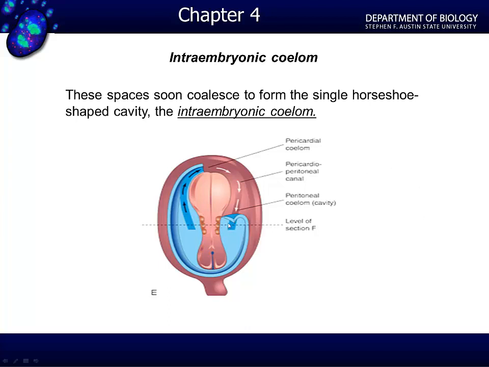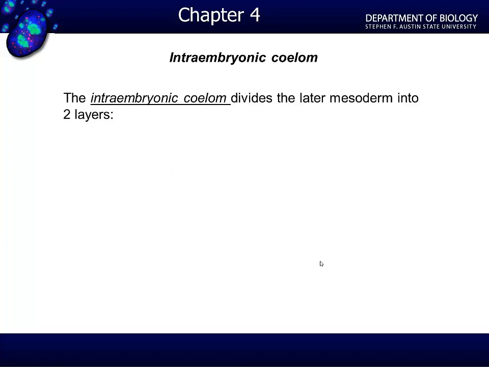And in this case, we pull back the ectoderm. At this point, we're looking at the mesoderm underneath. What we're forming is this horseshoe-shaped cavity. And this is going to be our intraembryonic coelom, that through the folding of the embryo, this is going to give rise to our pericardial cavity, our pleural cavity, and our abdominal cavity. But for right now, it is simply a horseshoe-shaped body cavity.